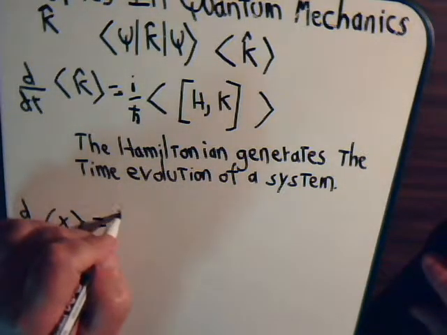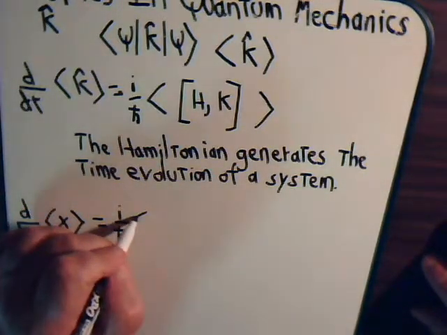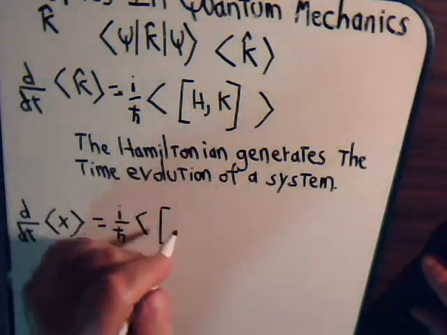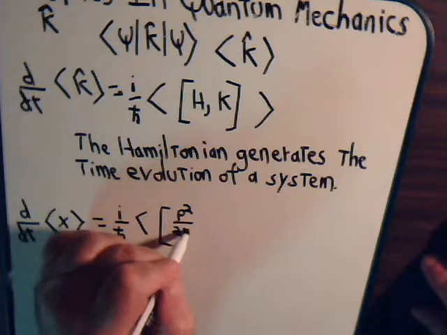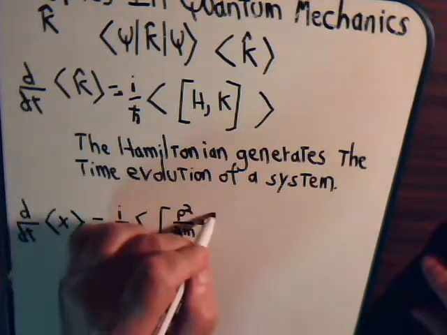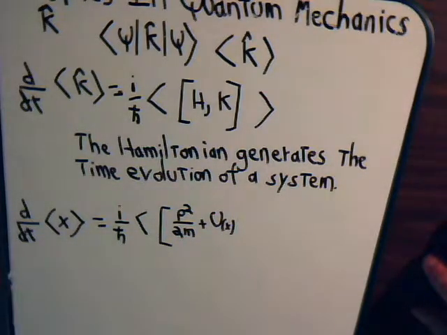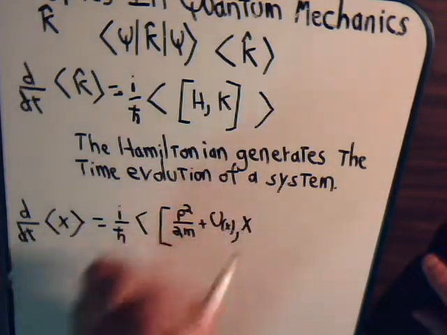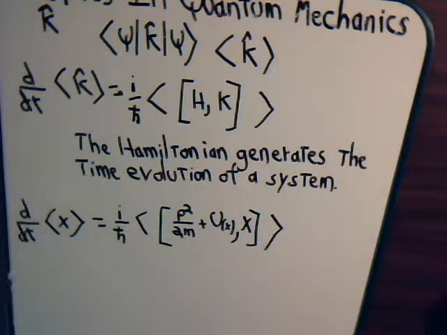This would be equal to i over h bar, and then we would have the commutator. Now this is p squared over 2m plus u of x. That's what the Hamiltonian is. That's the H, comma, not K, but x. So let's see what this commutator is equal to.